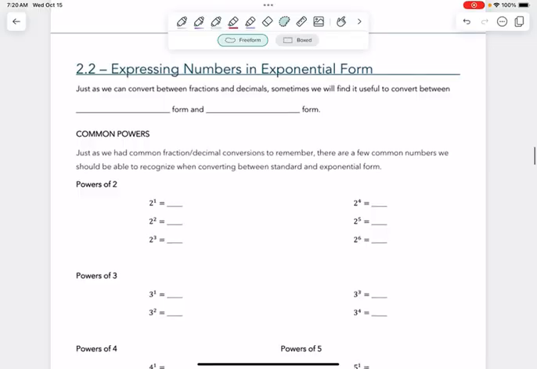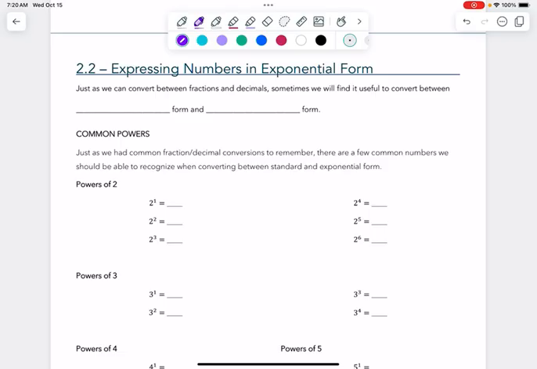Hello, grade 9s. We are going to talk about today expressing numbers in exponential form. So just like we were able to convert between decimals and fractions in our rational numbers unit, and it didn't mean that the numbers were any different when we represented them in a different way. It was just a different way to express that same value.